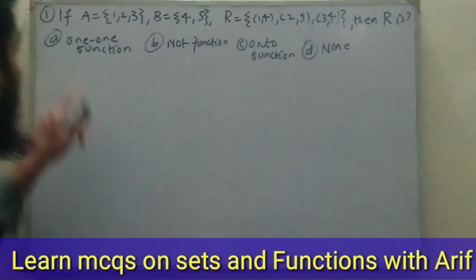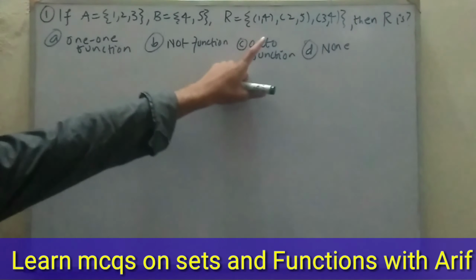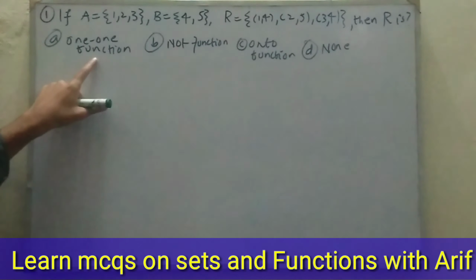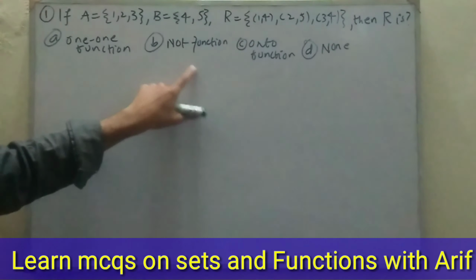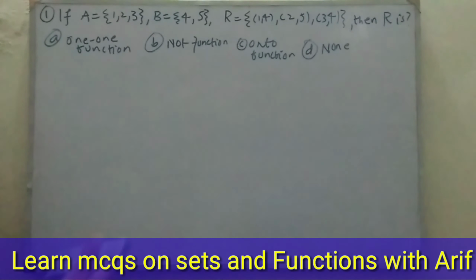So MCQ number 1 says: if set A is {1, 2, 3} and set B is {4, 5} and the relation is {(1, 4), (2, 5), (3, 4)}, then the relation is: option A, one-one function; option B, not a function; option C, onto function; and option D, none. So, solution.